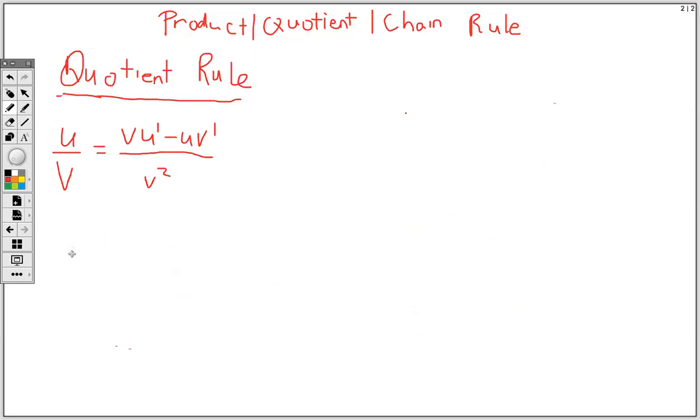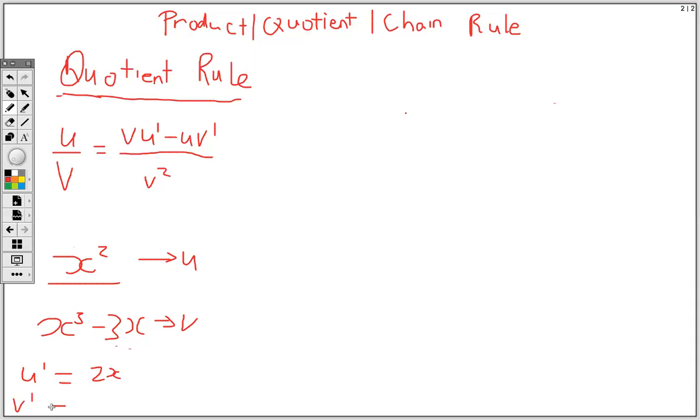So if I have, for example, x squared over x cubed minus 3x. Again, it's in a fraction form, so I have to assign 1 to u, which is the numerator, and the denominator to be v. So my u prime in this case is 2x, while my v prime will be 3x squared minus 3.